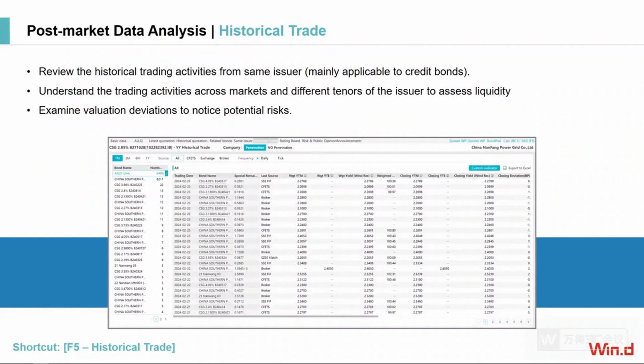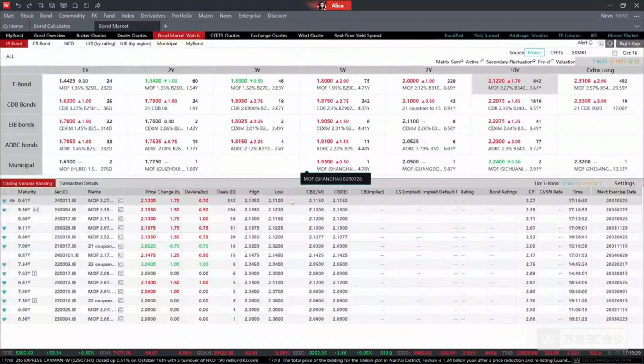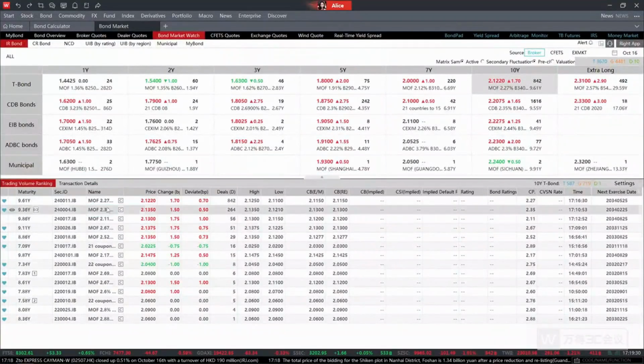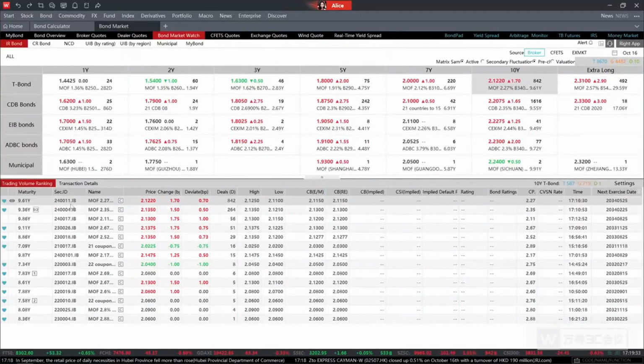So how can you get such kind of historical data of an individual bond? Let me show you how to do it. Again, let's go back to our terminal. As I mentioned, this bond, the number 240011, is trading at a high frequency, so I also want to take a look at the historical data of this bond.